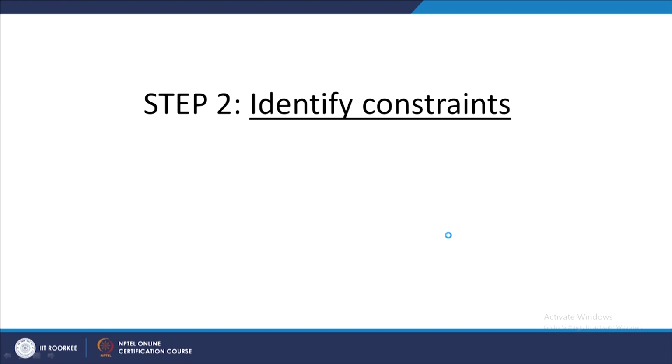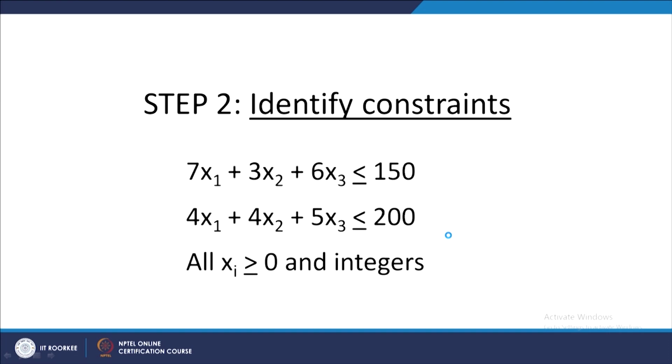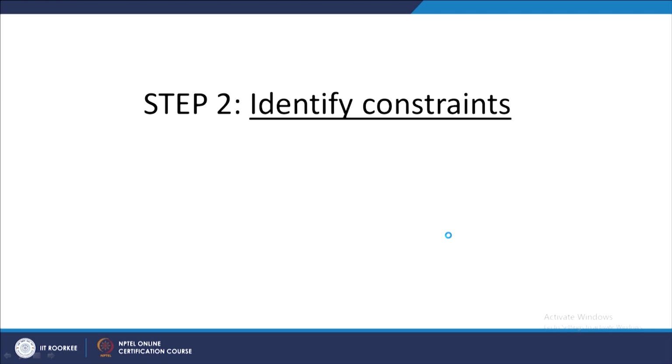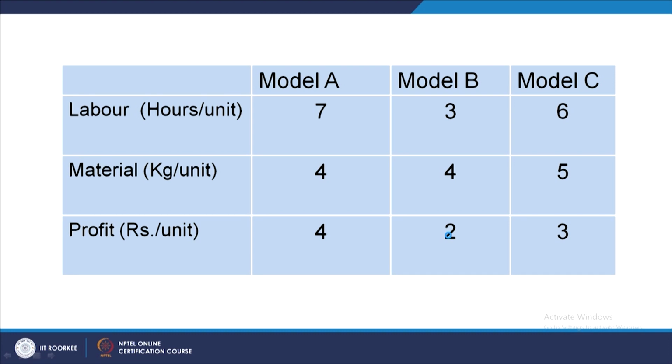Second step is the identification of the constraints. So, these are the constraints: 7x1 plus 3x2 plus 6x3 is less than or equal to 150. How did this constraint come from? Look at the data that is given to you in the problem. Let me go back to the table. So, here you see in the first row of the table 7, 3 and 6, these are the coefficients of each unit of model A, model B and model C.